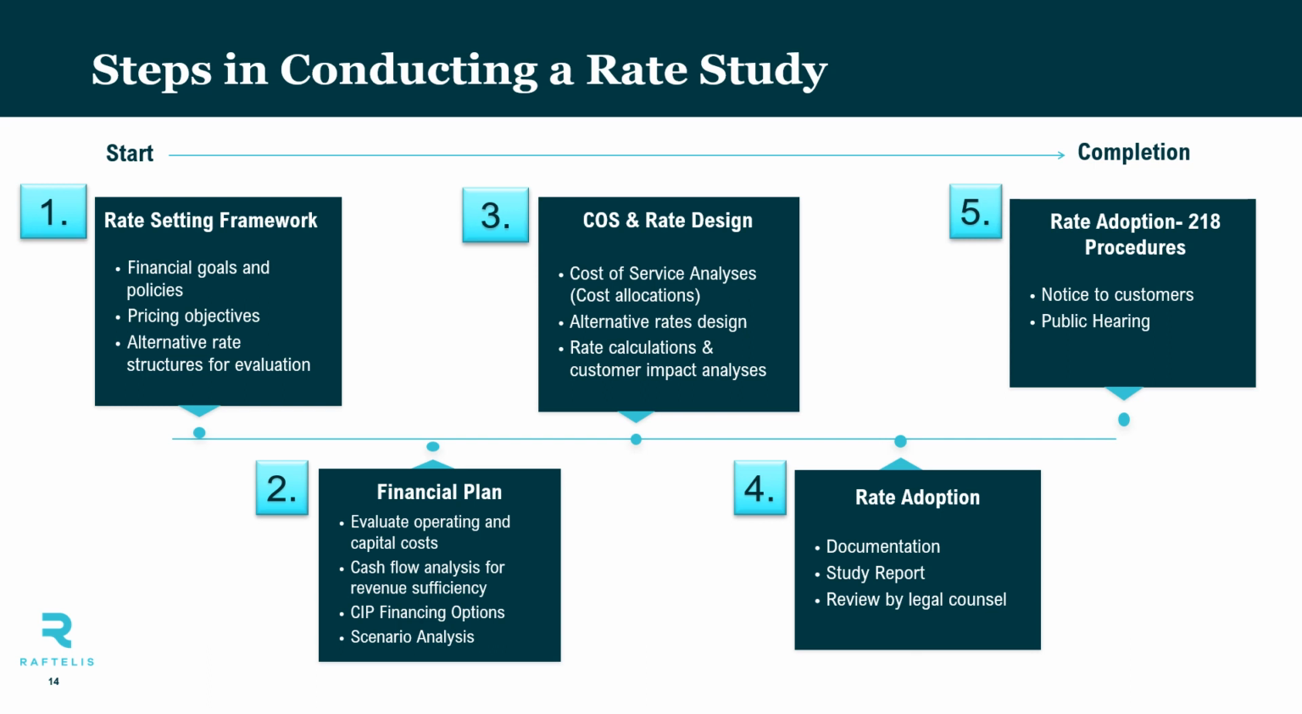In Step 3, we conduct a cost of service and rate design, which involves detailed calculations, alternatives, and customer impacts. In Step 4, once a rate proposal is determined, the study is documented in a study report that will serve as part of the city's administrative record. Finally, in Step 5, utility customers are notified of proposed rates 45 days before the public hearing. Prop 218 also prescribes a way for customers to register their opposition to proposed utility rate changes.